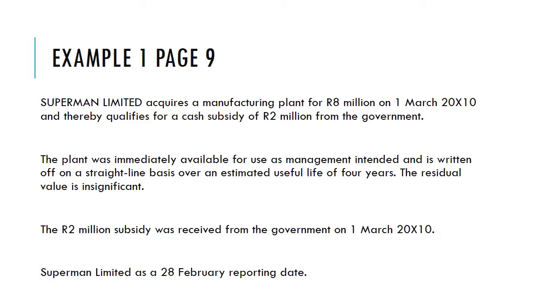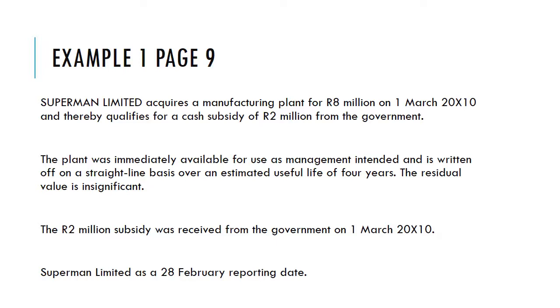Superman Limited acquires a manufacturing plant for 8 million on 1 March 2010 and thereby qualifies for a cash subsidy of 2 million from the government. So what was the reason for this subsidy? It was for the manufacturing plant, which is an asset. So it tells you that this is an asset-based grant. Then we received cash. This cash subsidy means that it's a monetary grant. So we know we have an asset-based monetary grant.